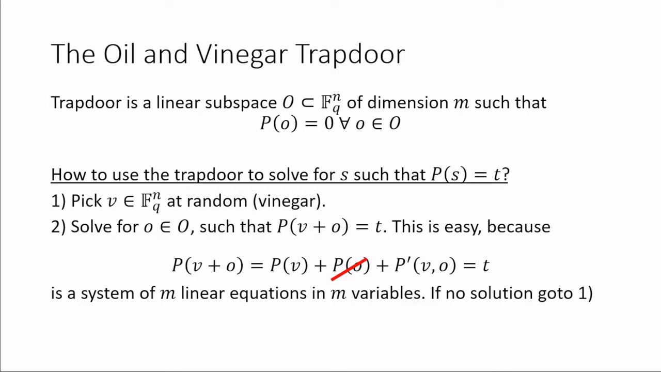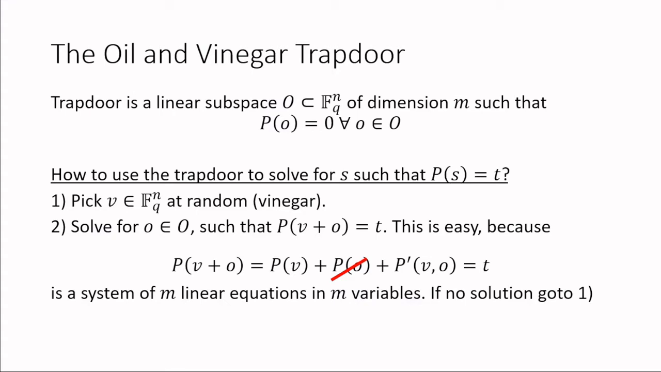And this is easy because if you use our definition of the polar form, you can rewrite P of V plus O as just P of V plus P of O plus the polar form of V and O. But we know P of O is zero because P vanishes on the space O. So what's left is just P of V, some fixed value because we chose a fixed value for V, and then something that's linear in O. So actually, solving this for O is just a system of m linear equations in m variables. So you can just find a solution with Gaussian elimination.